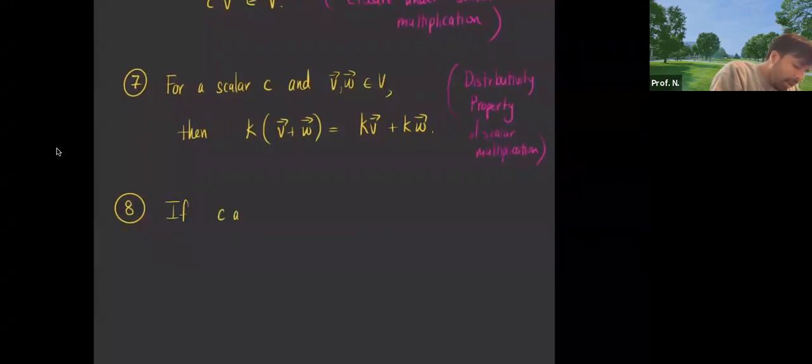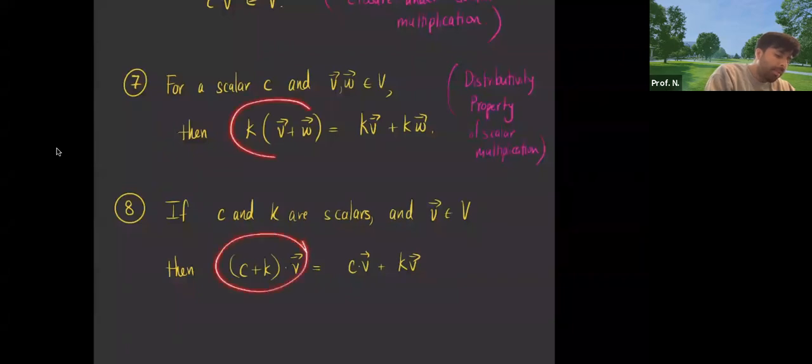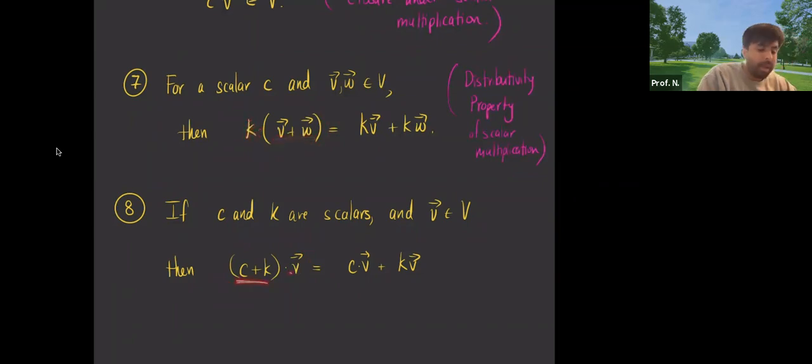If C and K are scalars and V is a vector, then C plus K multiplied by the vector V is equal to, obviously, C times V plus K times V. So this also holds. They look similar, but they're a bit different, right? This is a sum of vectors being multiplied by a scalar, and this is a sum of scalars being multiplied by a vector. But we still have the distributive property hold. It holds in this fashion as well.